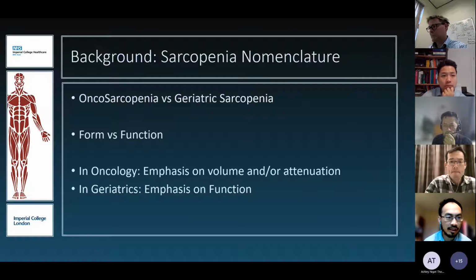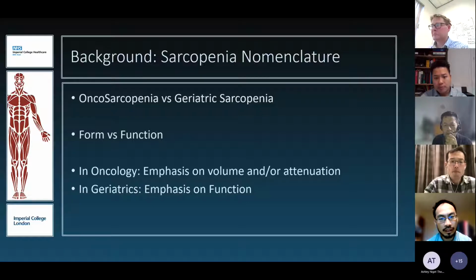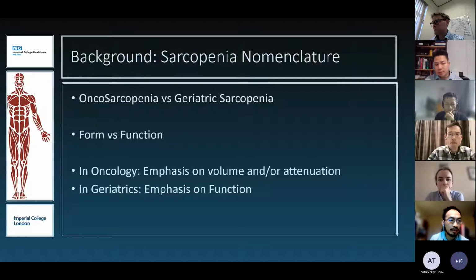So the nomenclature is slightly different in what I would call oncosarcopenia versus geriatric sarcopenia. Because of the availability of imaging in the literature, certainly you'll see that in cancer there's more of an objective marker from imaging. So we're talking about the size of muscle, quality of muscle, whereas in geriatric sarcopenia there's a greater emphasis on functional tests. These are things like the get-up-and-walk tests and hand grip strength, etc., which isn't routinely done in clinical practice.